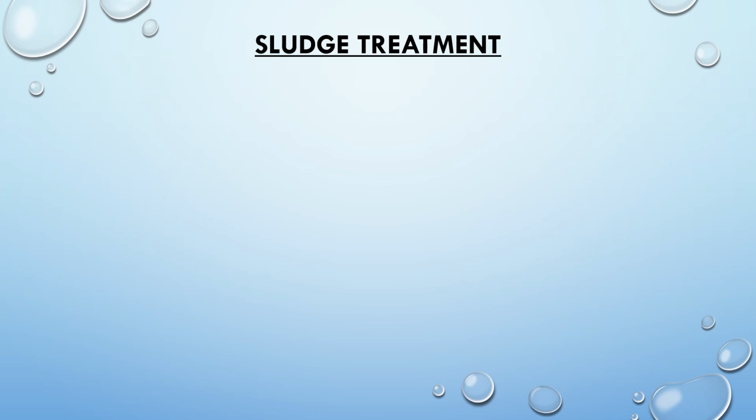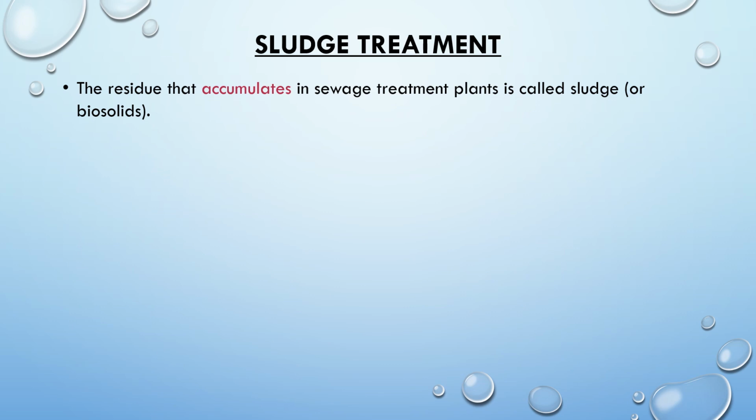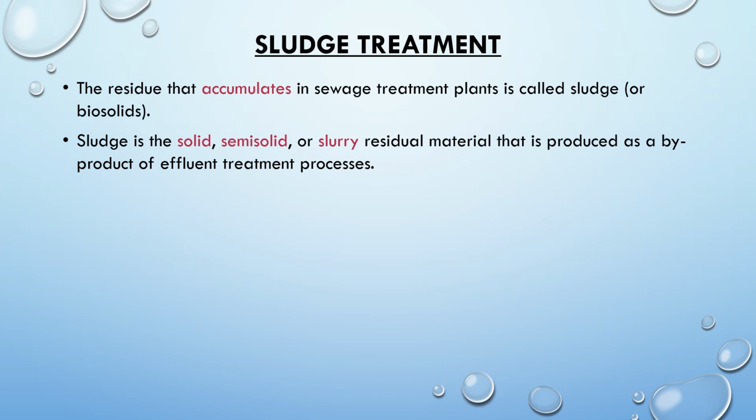Okay, now the sludge treatment. The sludge which is released from the primary and the secondary clarifier and from the aeration tank is treated in the same treatment plant. The residue that accumulates in the effluent treatment plant is called sludge or biosolid. Sludge is a solid, semi-solid or slurry residual material that is produced as a byproduct of the effluent treatment plant process.